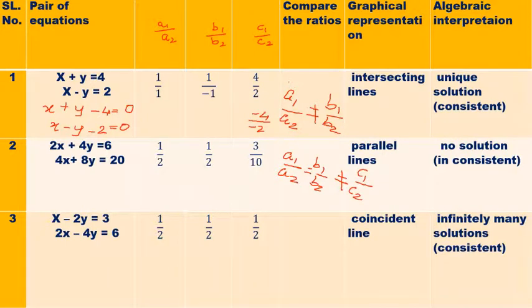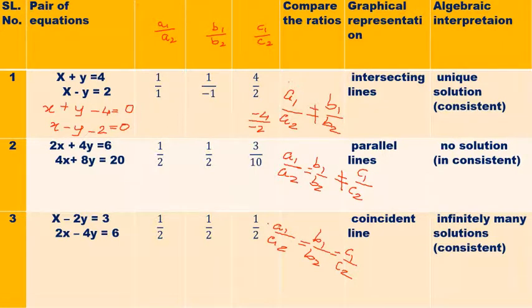Now in the last one, let us see 1 by 2, 1 by 2, 1 by 2. What are we getting? We are getting A1 by A2 is equal to B1 by B2 is equal to C1 by C2. Do you get this? Yes. These are the conditions. So when you compare the coefficients, in the first case, you're getting A1 by A2 not equal to B1 by B2.